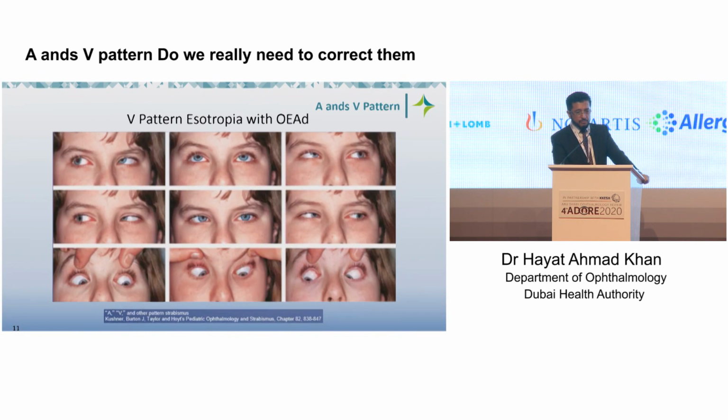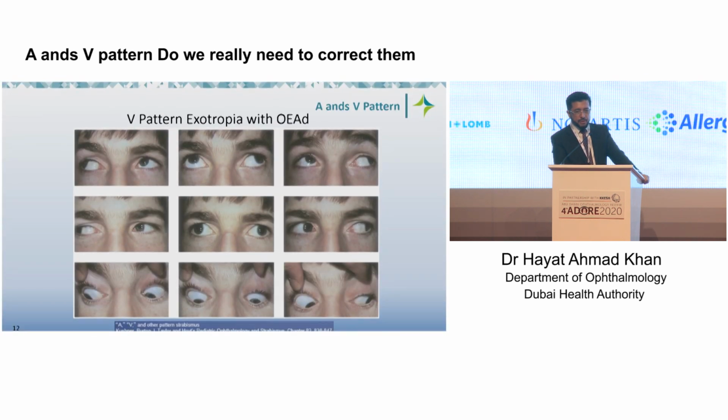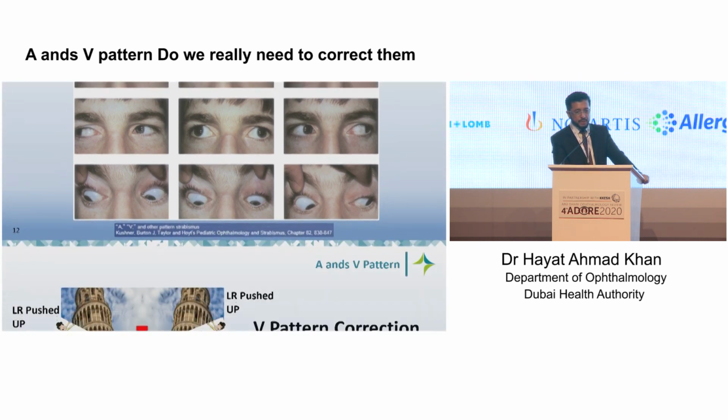This is another case with the same approach, V pattern esotropia. You'll see the overaction in adduction, over elevation. So this one actually is an exotropia. And as you can see, here also there is over elevation in adduction. So oblique weakening will be the procedure of choice.